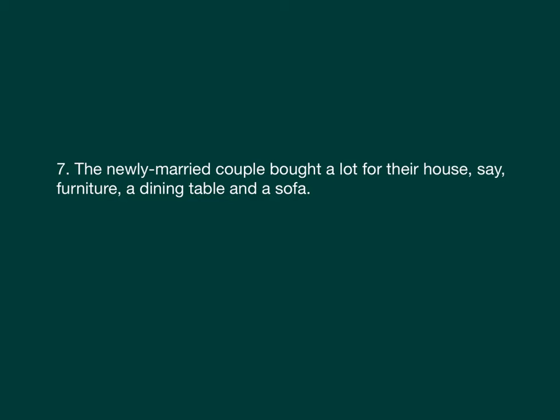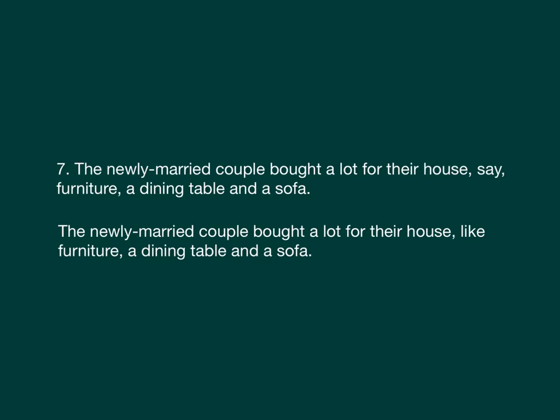Question number 7. The newly married couple bought a lot for their house. Say, furniture, a dining table, and a sofa. Let's work on this for a moment. The answer is on the next page. A better way of saying this would be: the newly married couple bought a lot for their house, like furniture, a dining table, and a sofa.